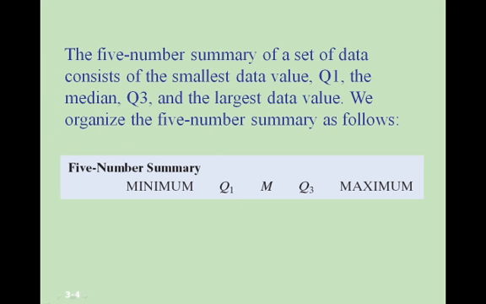The 5-number summary of a set of data consists of the smallest data value in the set, Q1, the first quartile, the median, or the second quartile, Q3, the third quartile, and the largest data value in the set. We organize the 5-number summary as follows.